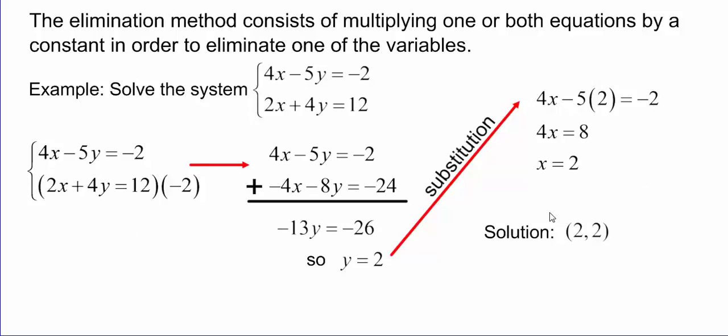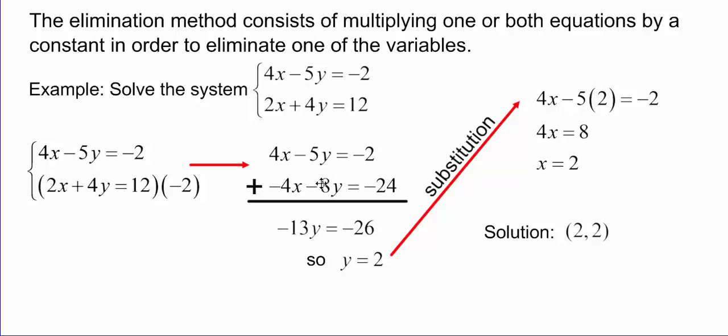You can follow the work here, but essentially what I'm doing is I need to eliminate a variable. When I looked at these two equations, to me the easiest thing to do was to get rid of the x's by multiplying the second equation, all the terms, by negative 2. So that gave me 4x minus 5y equals negative 2, no change there. And then negative 4x minus 8y equals negative 24 is this equation times negative 2.